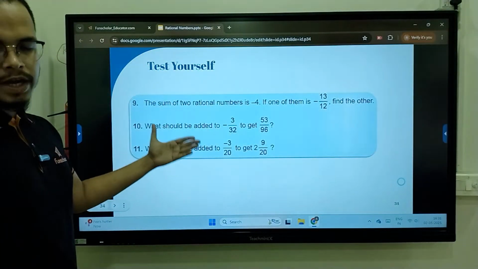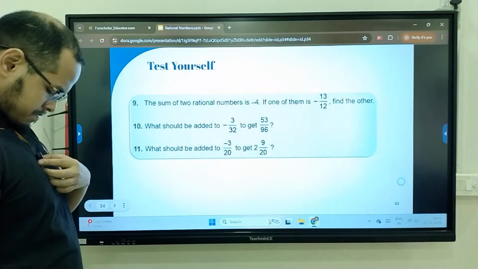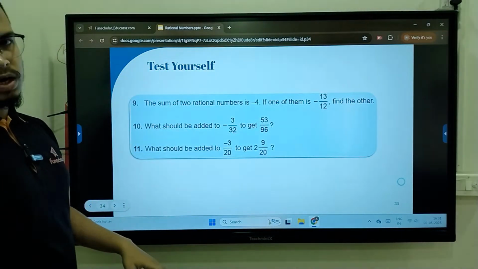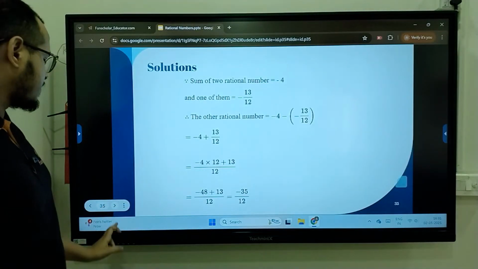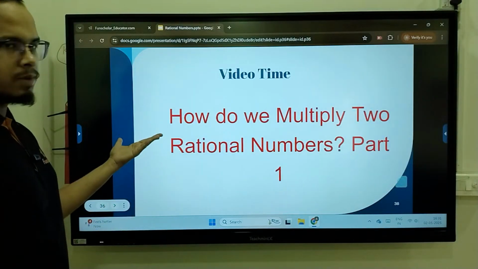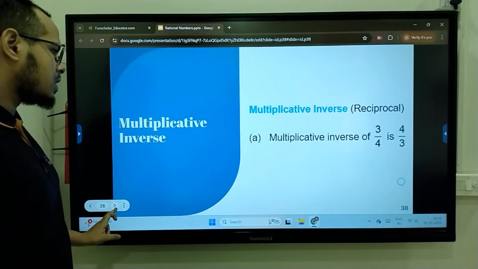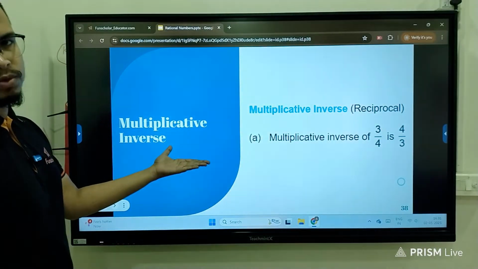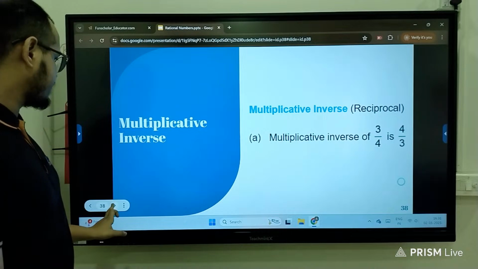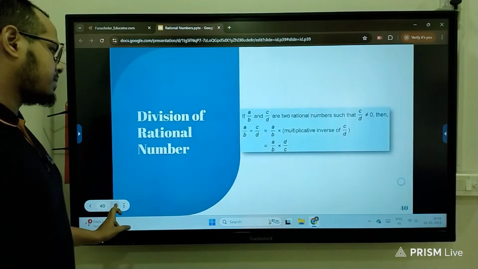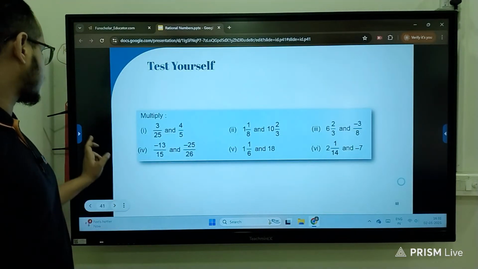Whatever I am doing, try to do the sums first, and after that, see how I am solving the sums. Okay, these are the answers. Now multiplication, no point seeing the videos. The multiplicative inverse is nothing but the reciprocal. This we all know, right? Division, same. Let's go ahead straight into the sums.